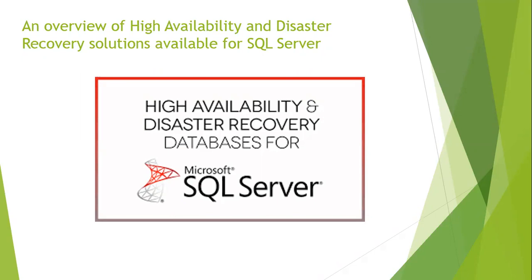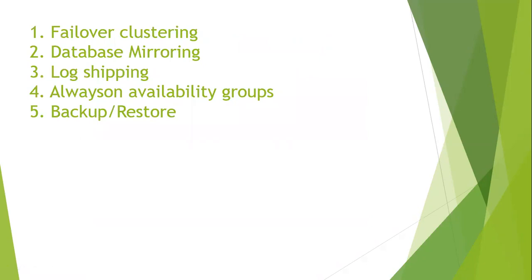So we discussed in the previous video what options we have for HADR solutions. These are the solutions that we have for high availability and disaster recovery. Failover cluster, we consider as a high availability solution, whereas database mirroring we use for high availability and disaster recovery. Log shipping is mainly for disaster recovery, and Always On availability group is for high availability and disaster recovery, whereas backup and restore we use for disaster recovery.